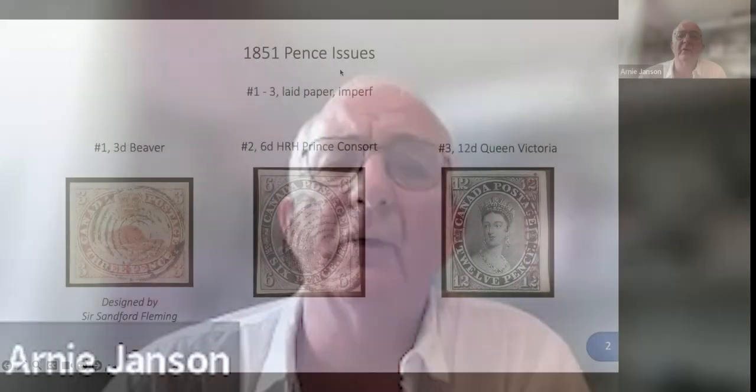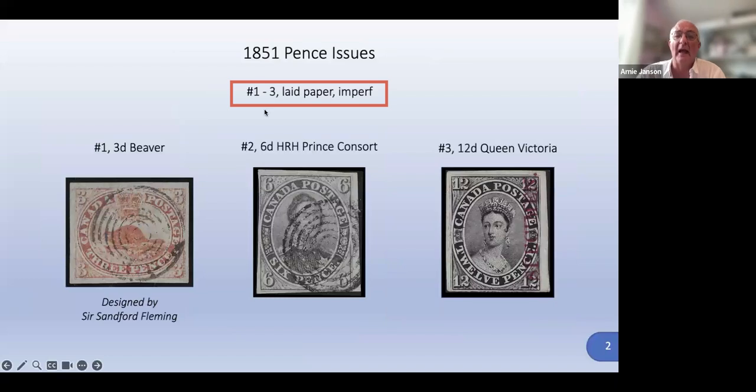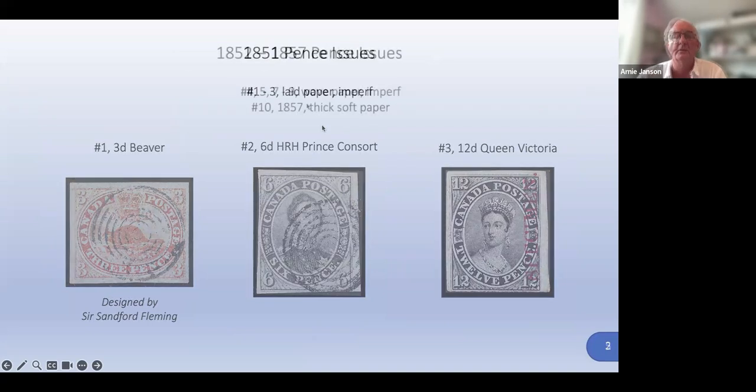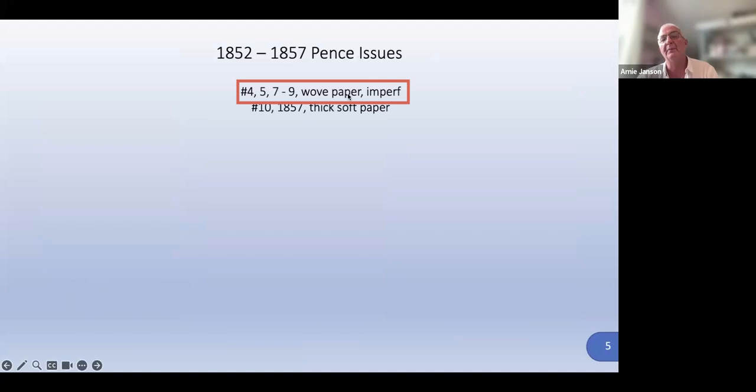Can we just go back over what is the difference between number 1 and number 4? The paper. And also number 2 and number 5, I guess. The paper, or type. One is on laid paper and one is on wove paper. When they're on cover, can you distinguish the papers? I've seen some references, yes, and some references, no. The other is the date. If it is an 1851 issue, it has to be number 1 to 3. And if it's later in the 50s, it's probably the wove paper on cover. So that's the difference: laid paper versus wove paper.